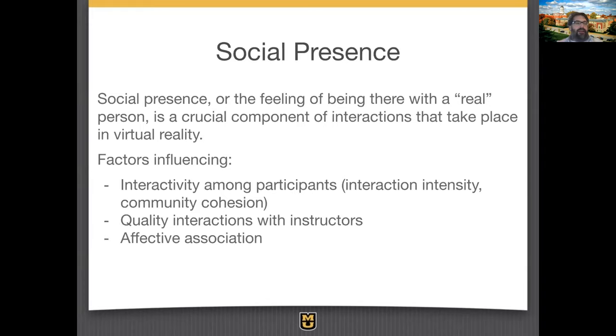Social presence, on the other side, is that feeling of being there with a real person, as I mentioned before. The interactivity among participants, like interaction intensity, how cohesive is a community? Can I fall back on my community? Can I reach people? And that does not mean just the instructor, but maybe team members. The quality of interaction, the affective association. So is there a way of emotional connection with each other? These are extremely important parts.